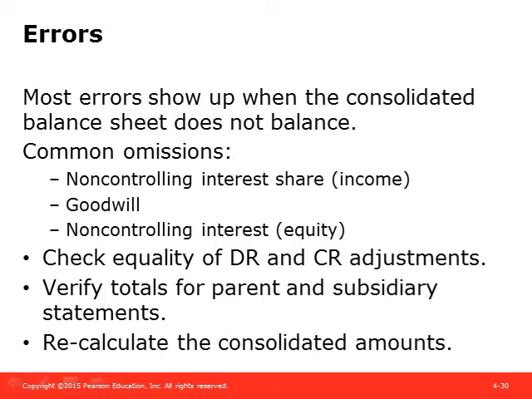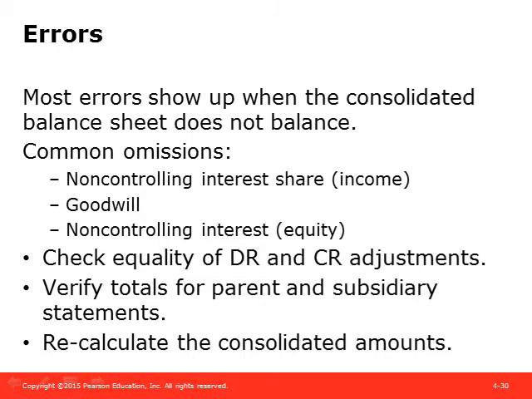And so most errors made in consolidating the financial statements will show up when the consolidated balance sheet does not balance. If this balance sheet fails to balance after recomputing totals, we should then check individual items to ensure that all items have been included. Omissions involving the non-controlling interest share in the consolidated income statement and non-controlling interest equity in the consolidating balance sheet occur frequently because these items do not appear on the separate company statements.